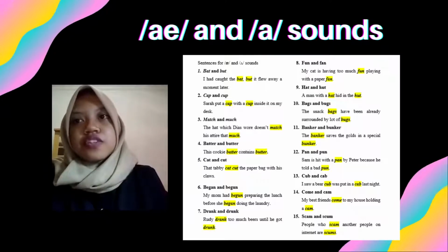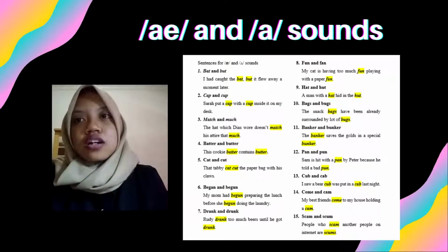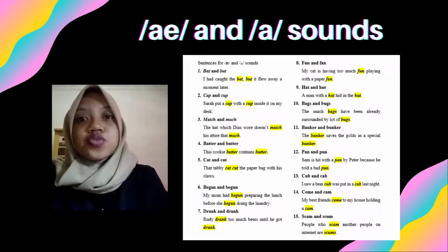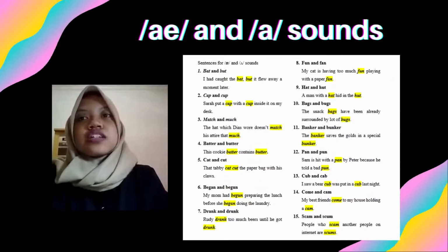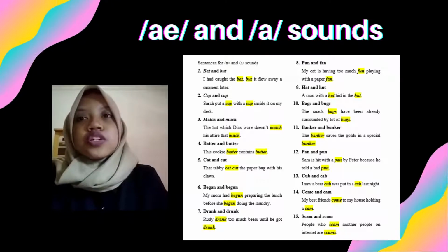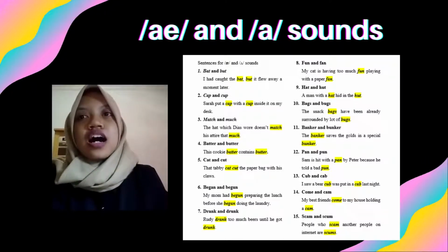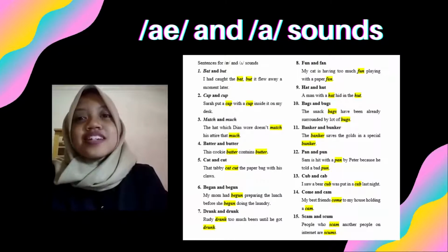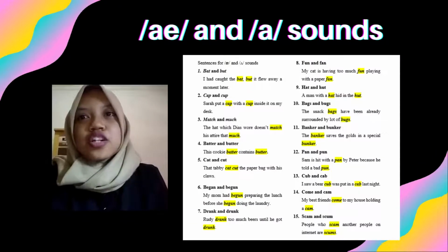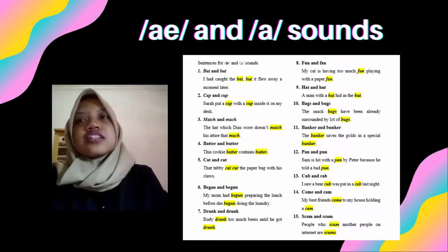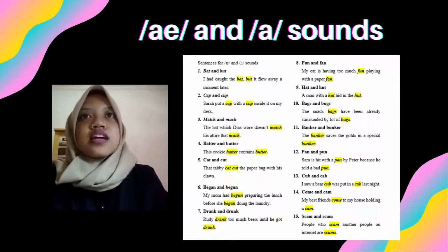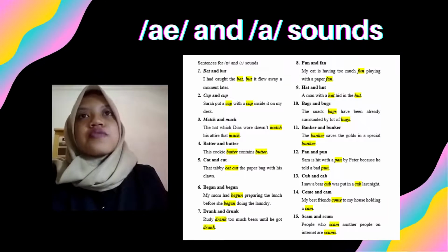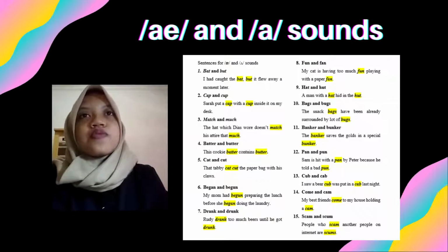And then number seven, we have drank and drunk. Rudy drank too much beers until he got drunk. Rudy drank, D-R-A-N-K, too much beers until he got drunk, D-R-U-N-K.